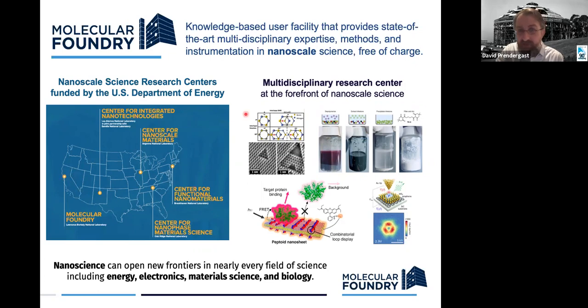By definition, nanoscience is a multidisciplinary field. It requires understanding objects at the nanoscale, and that involves the intersection of many different fields, including energy, electronics, material science, and biology. I just have some picture examples of some of the work that's happening inside the Molecular Foundry these days. But it really is trying to push the boundary of what we can do at the nanoscale.